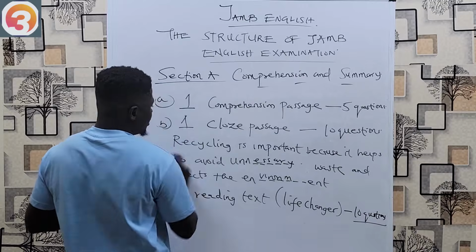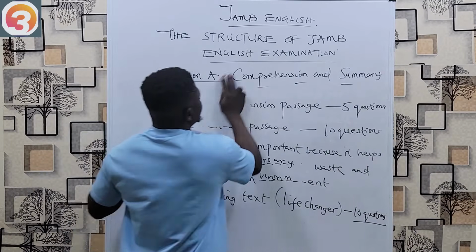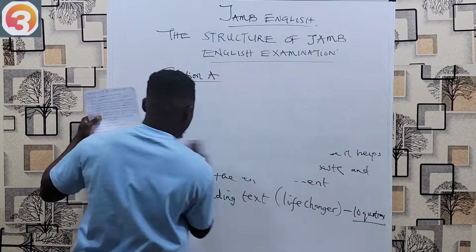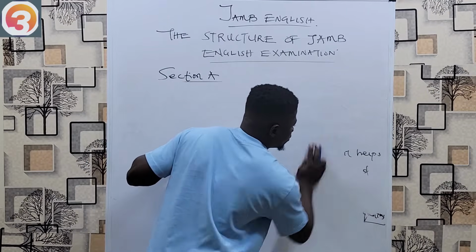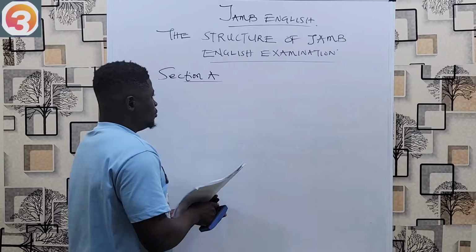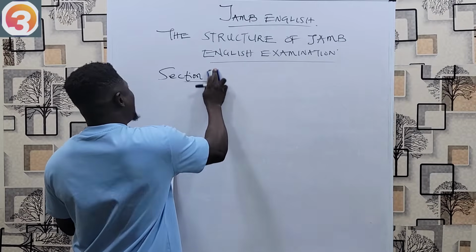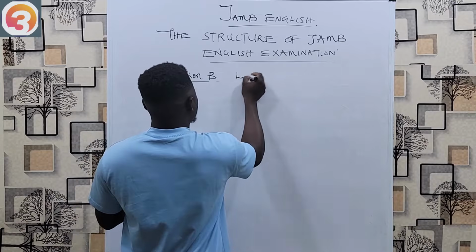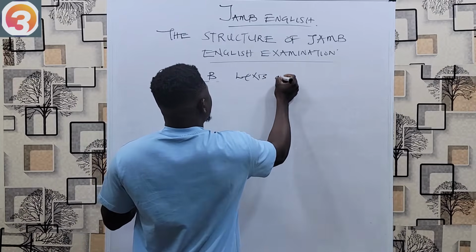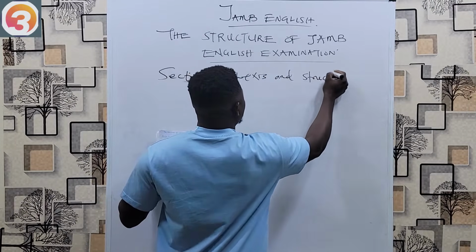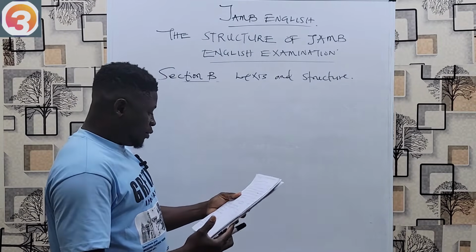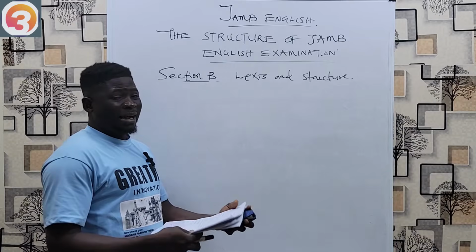Now let's see the second section. That is section B. Section B is Lexis and Structure. Under this Lexis and Structure, there are 4 parts. 4 parts to Lexis and Structure.